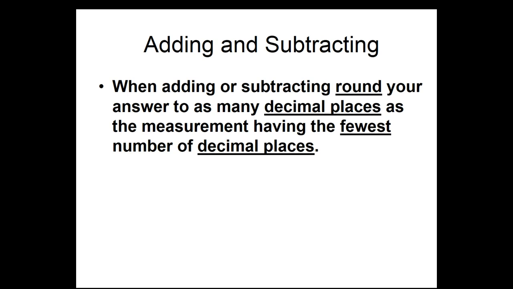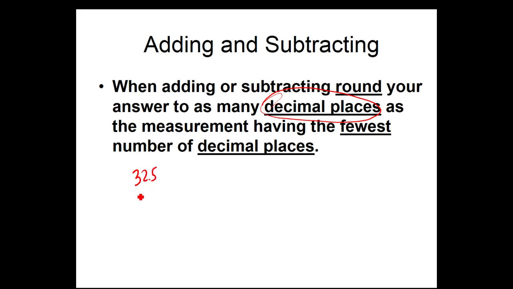The next rule, adding and subtracting, we are not going to use this one very much. I want to teach it to you because it's one of the rules, but we're not going to use it very much. It's a completely different rule. When adding or subtracting, round your answer to as many decimal places as the measurement having the fewest number of decimal places. So we're not doing significant digits anymore, so it's an easier rule because we're using decimal places, not significant digits. So how about we do 2 examples only, real quick.